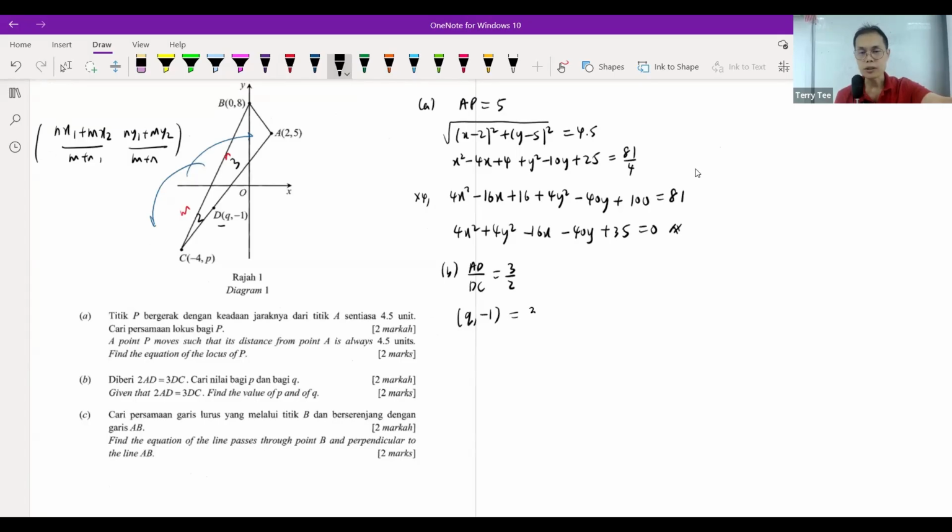So here we take 3 times -4 plus 2 times 2 divide by total ratio 2 plus 3. Then you continue with 3 times P, 2 times 5, total ratio 2 plus 3. So let's compare. Q equals, so this is -12 plus 4. You can use calculator, doesn't matter. Okay, divide by 5. And -1 is equal to 3P plus 10 divide by 5.